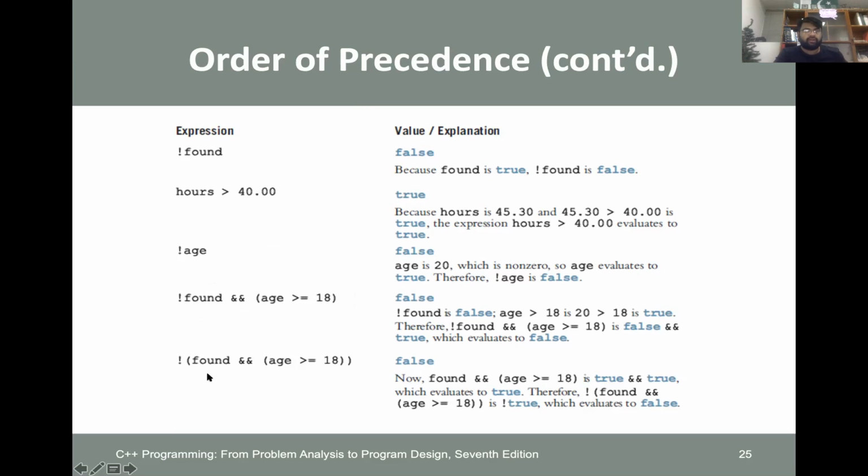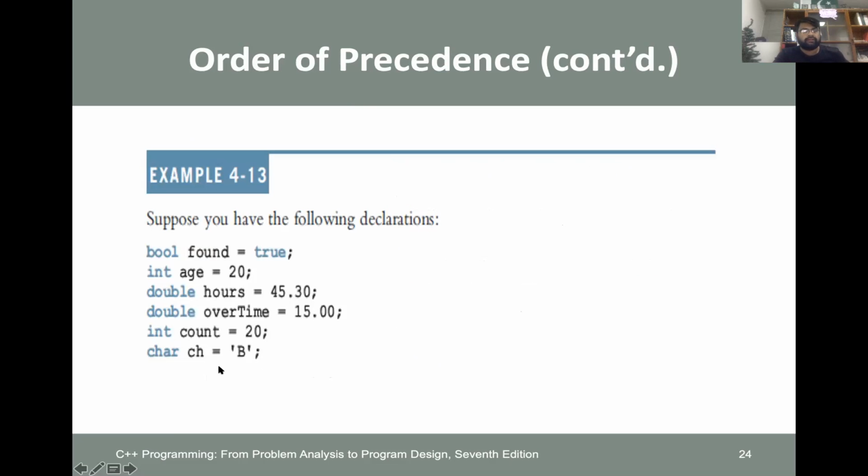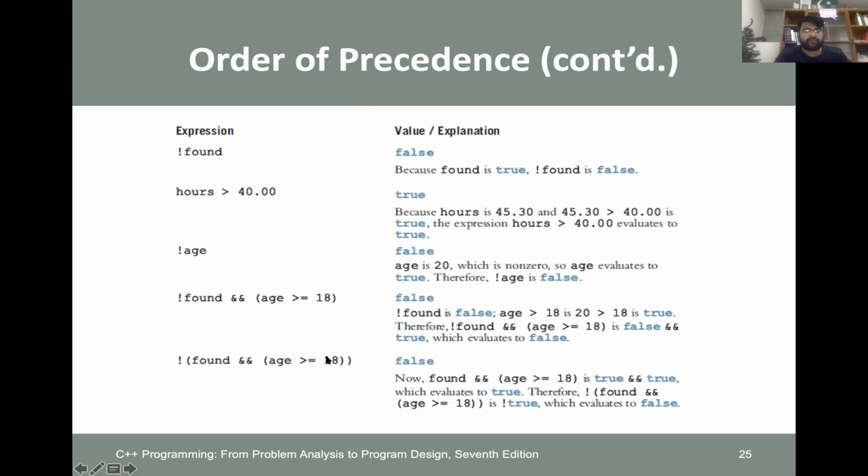So we talk about not of found and age greater than or equal to 18. Since found is true. Yeah, if you look, found is true. And age greater than or equal to 18 is also true. So this part of the expression returns a true value. Since this is true, and we take the negation of it, not of it, hence this becomes false. The overall result evaluates to false.